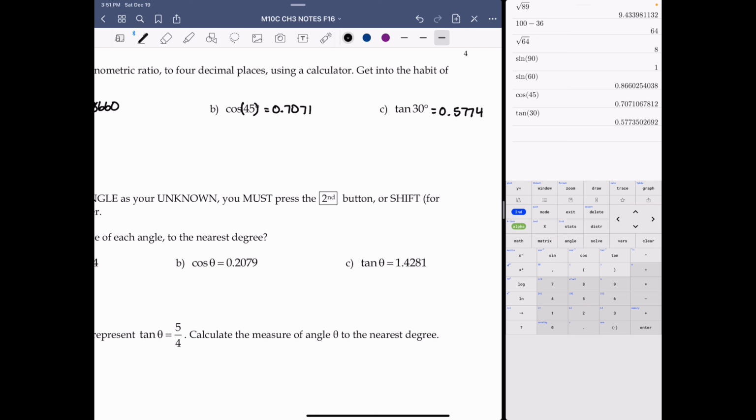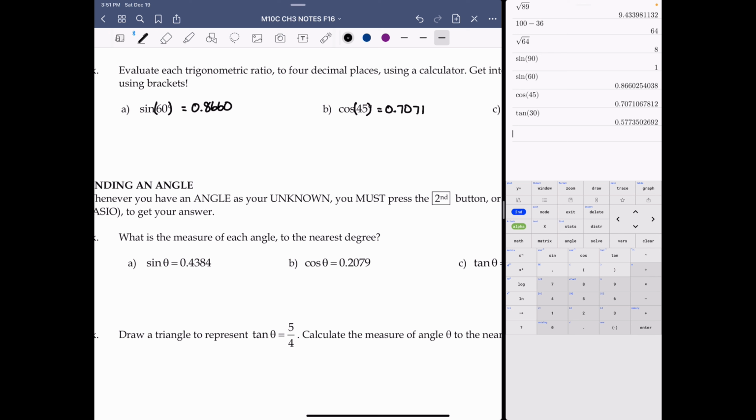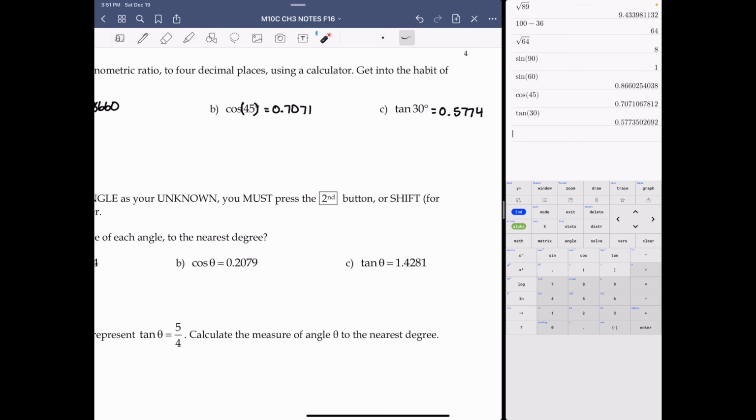And remember on the last page, we said that the sine and cosine ratios always have to equal a number that is smaller than 1. And notice this is smaller than 1, this is smaller than 1. Our tan number happens to be smaller than 1. It could be smaller than 1, it could be bigger than 1. But sine and cos, they have to equal a number smaller than 1.